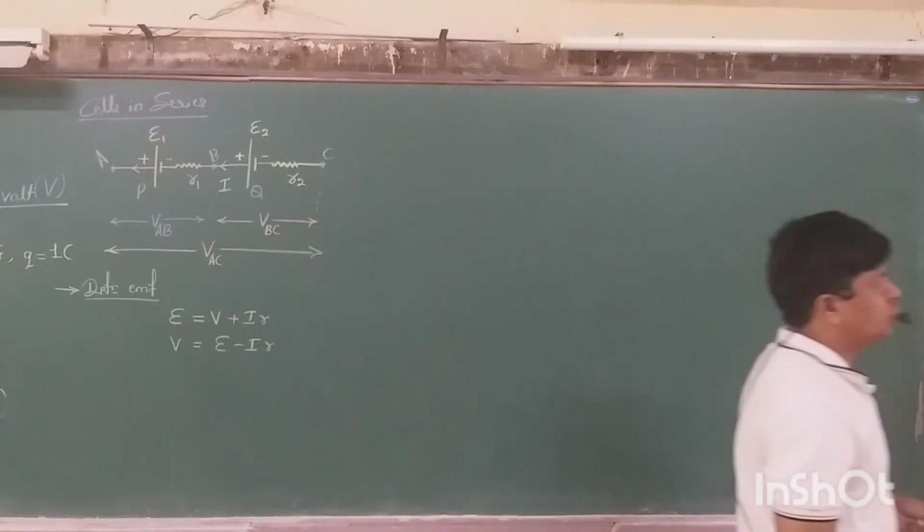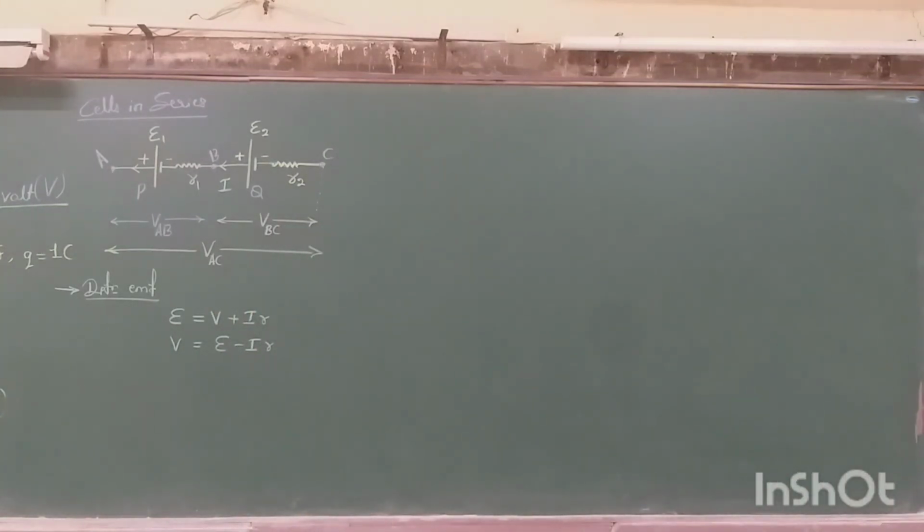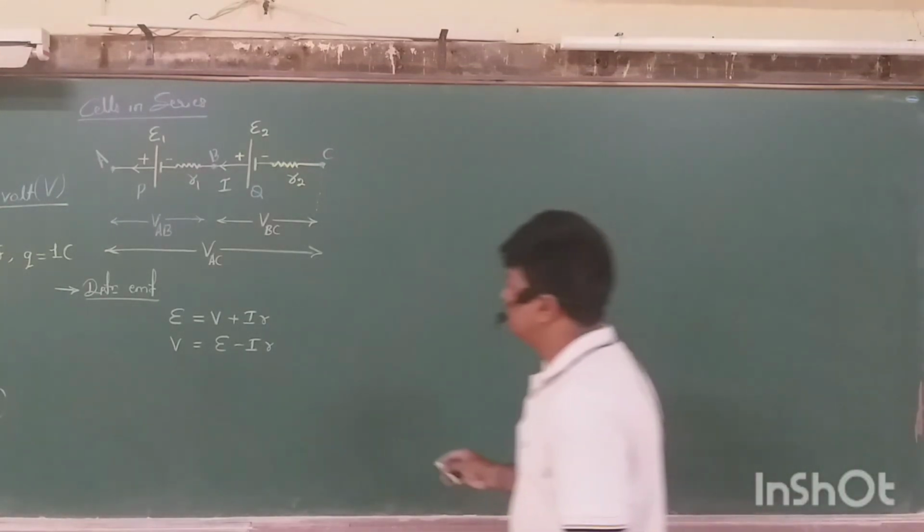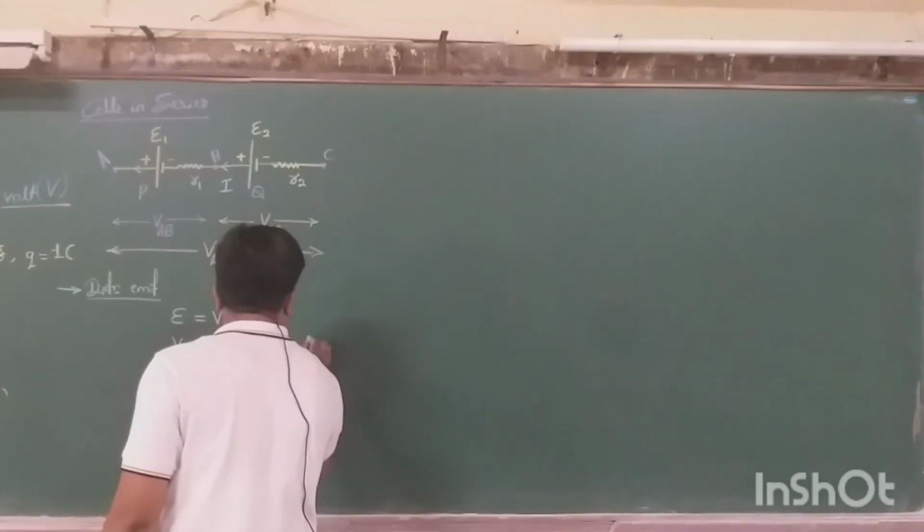So in series combination, current does not divide, current will be the same. So I is the current sent by the two cells. So this is V is equal to E minus IR. This is called equation number 1.